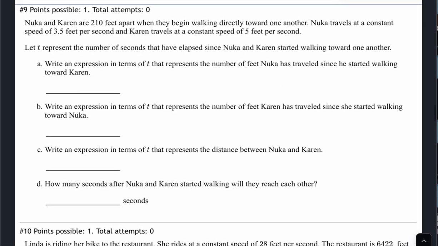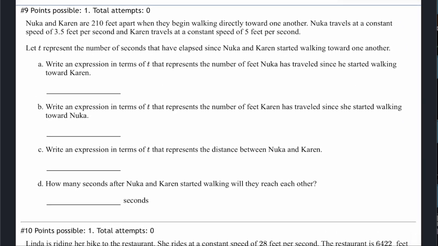Example number 9. It says Nuki and Karen are 210 feet apart and they walk toward one another. Nuki travels at a constant speed of 3.5 feet per second and Karen travels at a constant speed of 5 feet per second. T is the number of seconds. Write an expression in terms of T that represents the number of feet that Nuki has traveled since he started walking toward Karen.